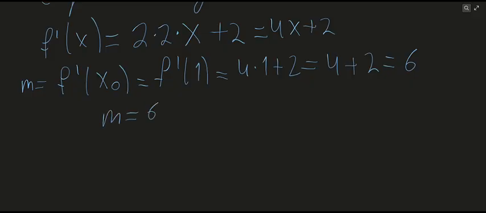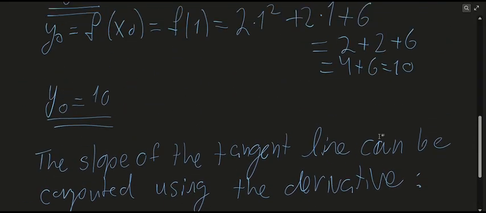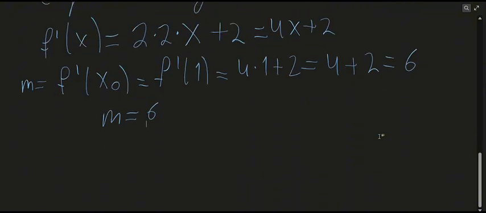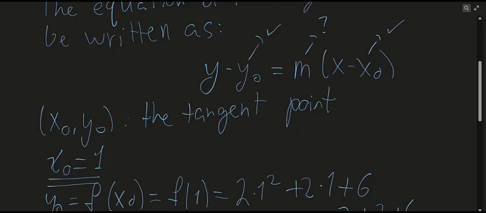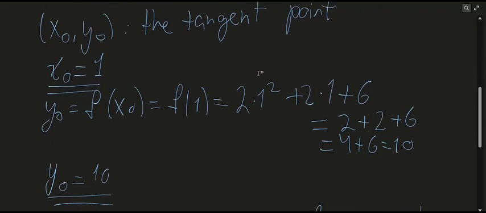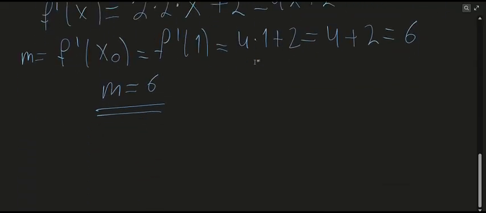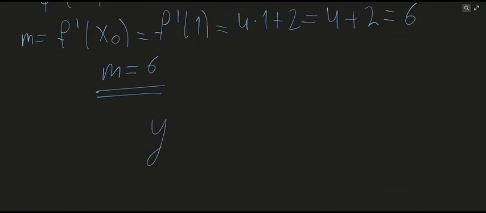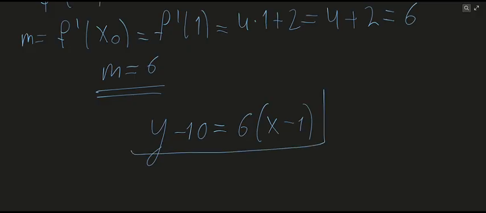M is 6. Good. Now all we got to do is literally plug in the 3 double underlined pieces of the puzzle into the equation of the tangent line. So now this doesn't become a question mark. This basically becomes a check because we have found it. Just a nice little check mark, just for our own bookkeeping purposes. So y minus 10 is equal to 6 times x minus 1, which is a very good answer to put in a box.